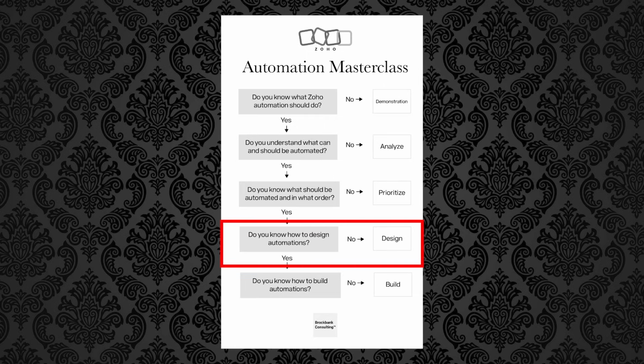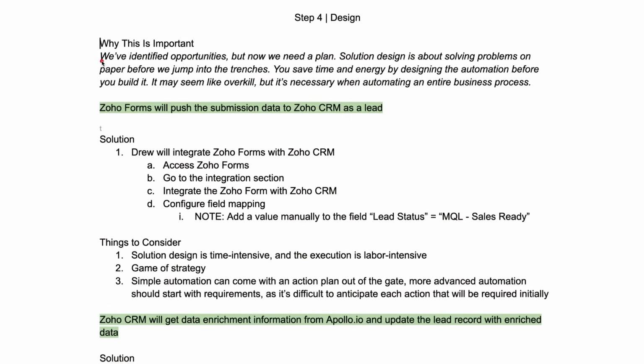And by design, I mean designing solutions. Now, the reason it's important to design solutions is just because you have opportunities doesn't mean you have a plan. So you've got to design a plan or a course of action to actually implement a solution. At the very least, you need to come up with some ideas. So solution design is about solving problems on paper before we jump into the trenches. You save time and energy by designing the automation before you build it.